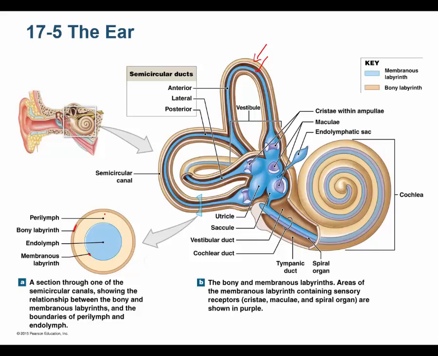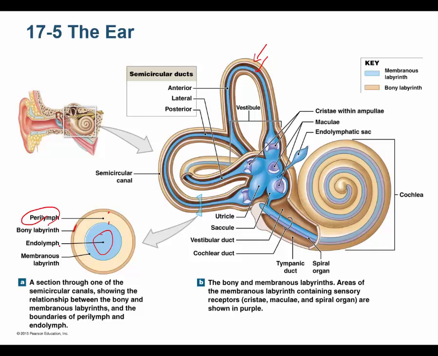There's a fluid between the bony and membranous labyrinth, and that fluid is called perilymph. And there's also a fluid within the membranous labyrinth called endolymph. So this fluid is the fluid that's going to carry the vibrations, the sound wave vibrations, in your hearing mechanism. All right, let's move on.